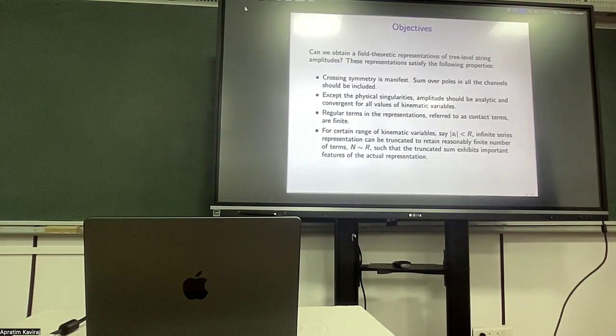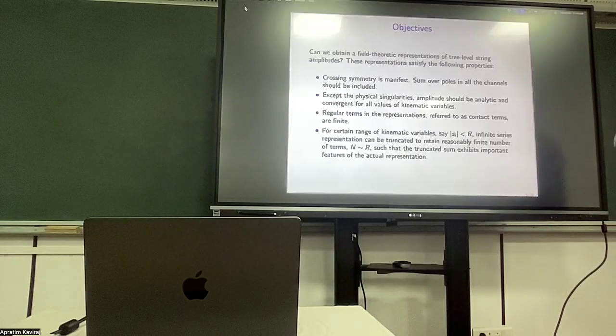And in this work, the precise question that we pose is the following: can we obtain a field theoretic representation of tree-level string amplitudes such that the representation will satisfy the following properties. One, crossing symmetry is manifest, unlike the single channel expansion that we saw, where poles in one particular channel are contained. We would like to have a representation where poles in both s channel, t channel, and if possible u channel are all present. And the representation should be analytic and convergent except at the location of the physical singularities for all kinematic values. And we can talk about regular terms.